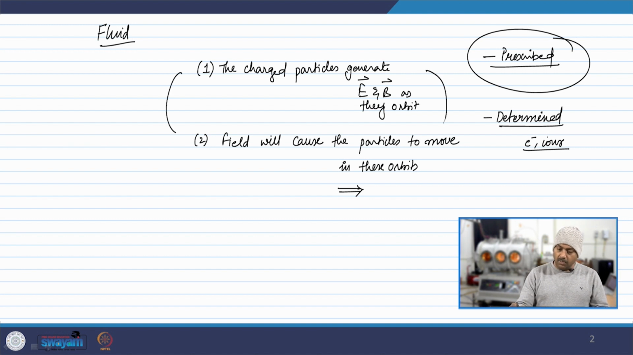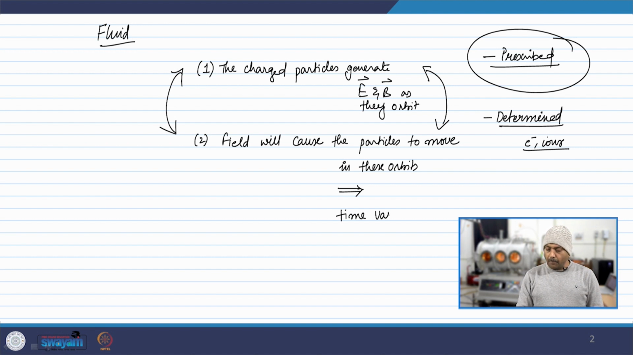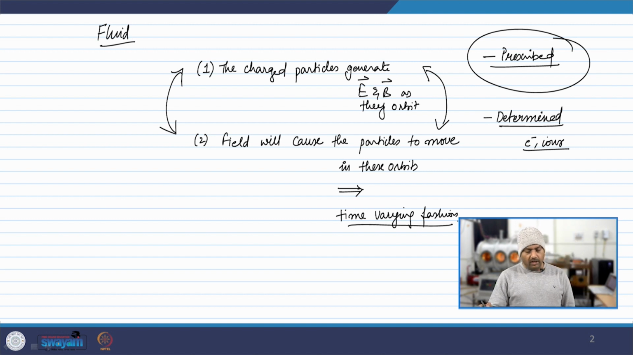That means we have to have this reinforcement of these two conditions going hand in hand. Only then can we expect plasma to be a stable entity, right. And most importantly, all of this positive feedback or reinforcement should happen in a time varying fashion. That's most important. So, with time varying fashion, this is the most important thing or the most difficult thing, right.